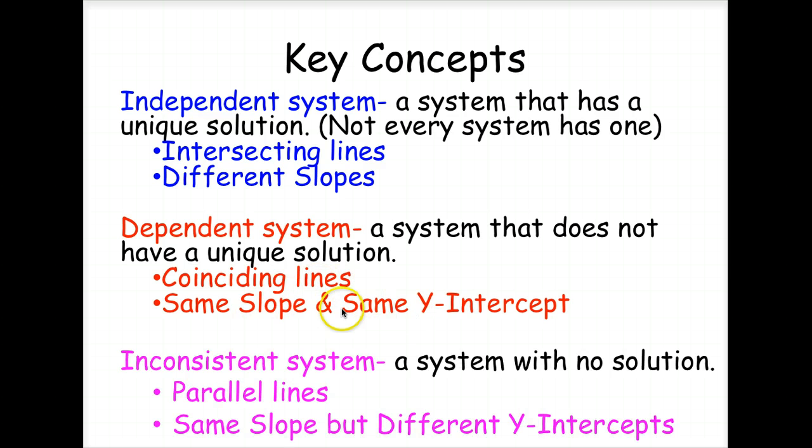And then they're inconsistent systems, so that's a system with no solution. Parallel lines, they never intersect. So they have the same slope, but different y-intercepts. So this one's independent and consistent, or you could be dependent and consistent, or it could be inconsistent.